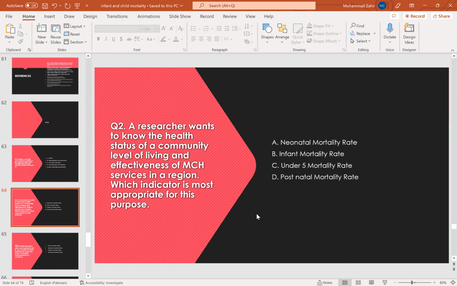A researcher wants to know the health status of a community, level of living, and effectiveness of MCH services in a region. Which indicator is the most appropriate for this purpose? Neonatal mortality rate, infant mortality rate, under 5 mortality rate, postnatal mortality rate. The answer is B, infant mortality rate.